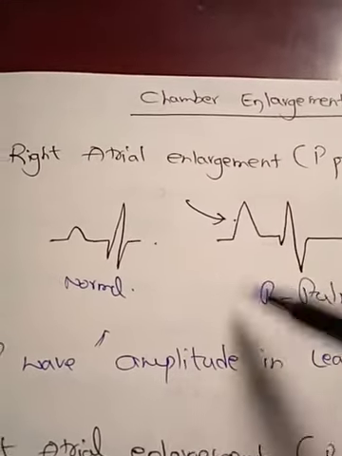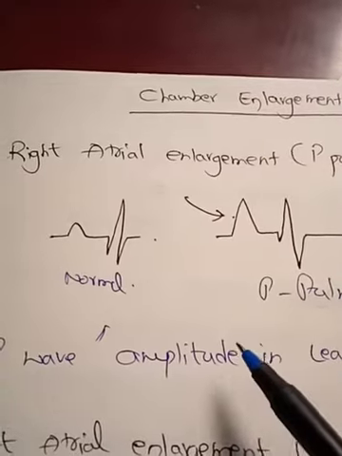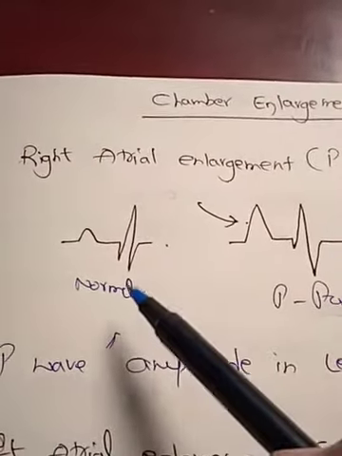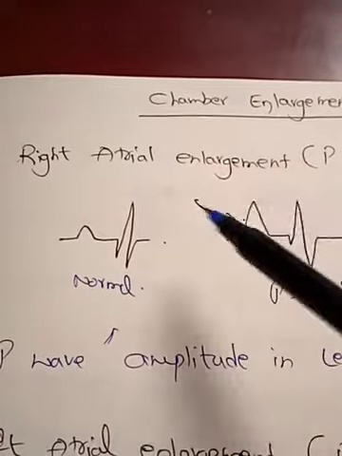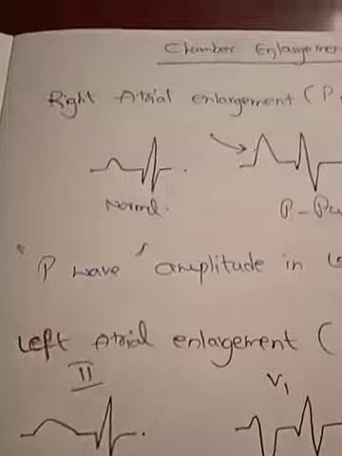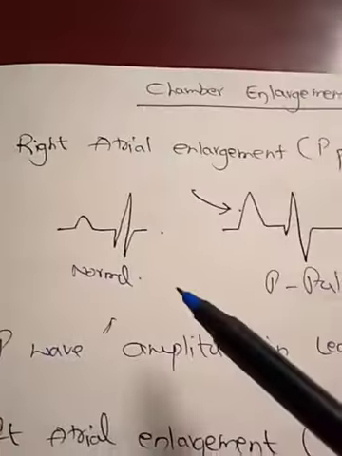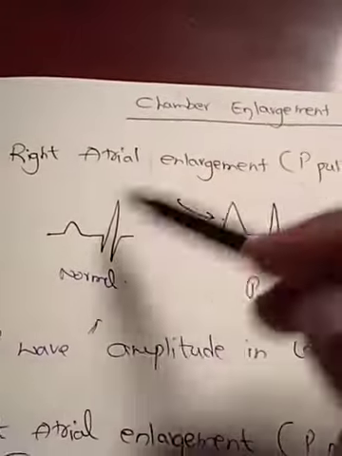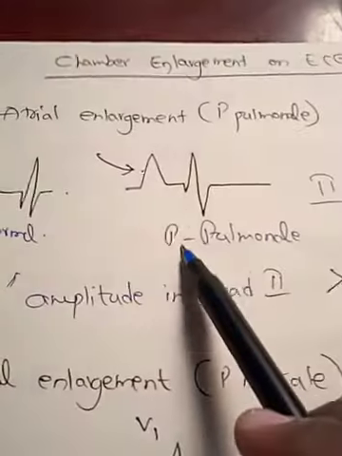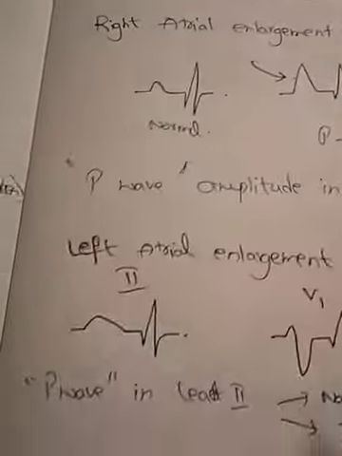For example, if there is pulmonary hypertension, there is a back pressure on the right side of the heart, on the right ventricle, on the right atrium, and that leads to right atrial enlargement. Similarly, if there is any tricuspid regurgitation, then there is a right atrial enlargement leading to the P pulmonale in lead 2, a tall P wave.